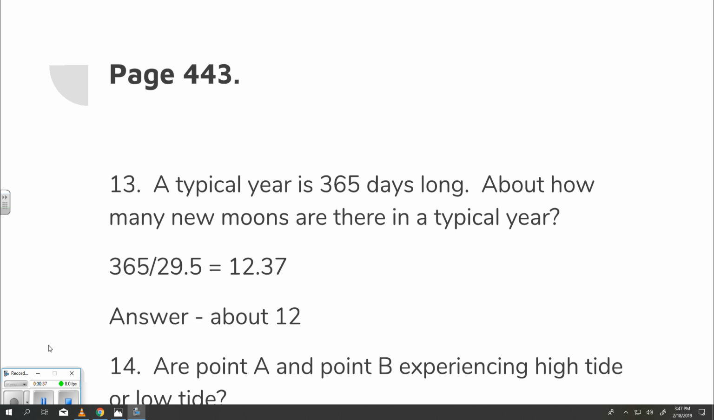Under the diagram, the moon's pull on Earth is greatest at point A on the Earth's near side. The moon's pull on Earth is weakest at point B on the Earth's far side. Question 14, are points A and B experiencing high tide or low tide? Answer, high tide.